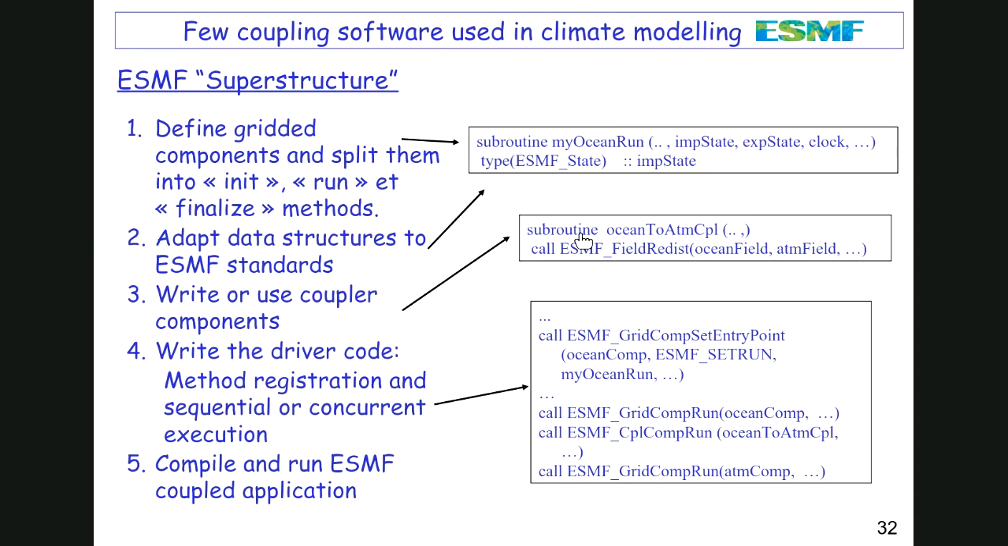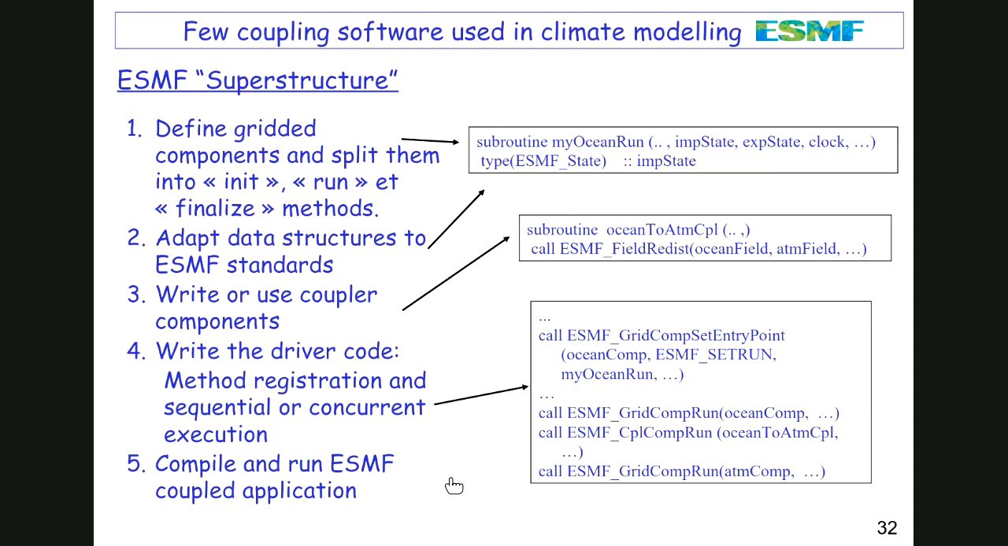So once you've split all your original code into these components, then you have to code some coupler components. So here you have, for example, a subroutine which will couple the ocean to the atmosphere, and it uses an ESMF routine, the ESMF field redist, which will redistribute the ocean field from the ocean to the atmosphere. And once you have all these components, you write a driver code that registers all those different parts and that calls all those different parts either sequentially or concurrently. For example, here in your driver code, you will use ESMF grid comp run to run your ocean. You will use ESMF CPL comp run to run your ocean-to-atmosphere CPL subroutine and so on.